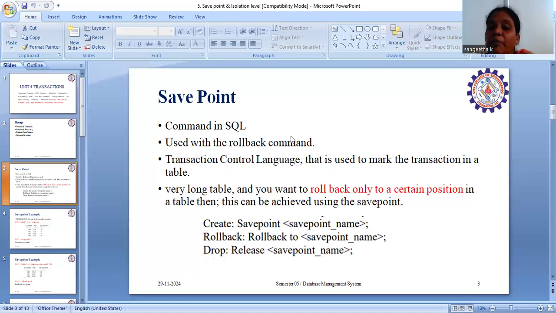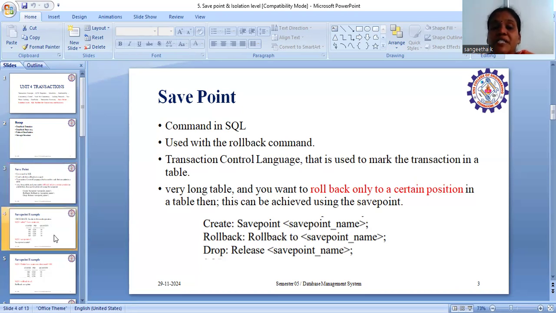The savepoint is created by using the command SAVEPOINT, and we have to give a savepoint name. Then if we want to roll back to the particular savepoint, the process I have made will be rolled back to the previous stage. If we want to drop the savepoint, we can use RELEASE SAVEPOINT. Likewise, we can create and drop savepoints.